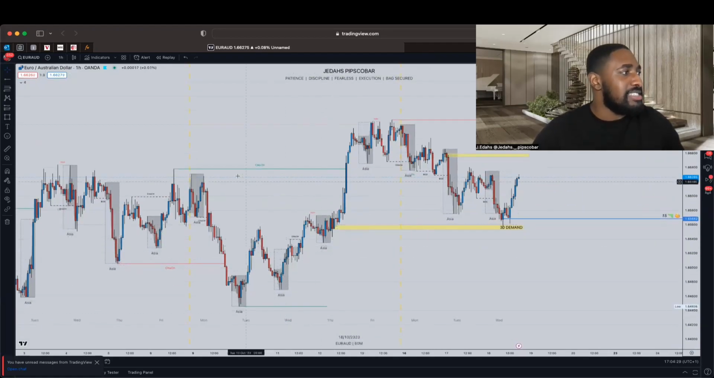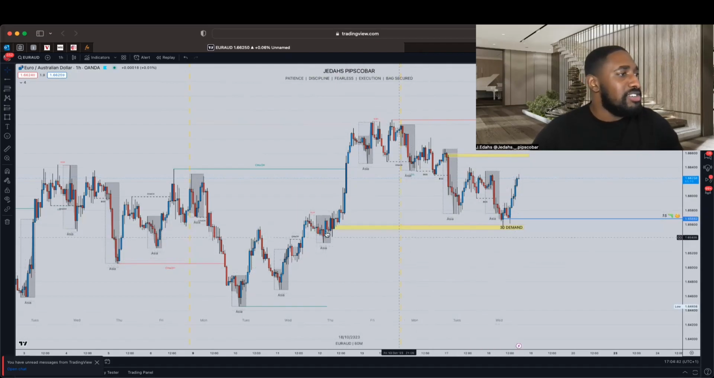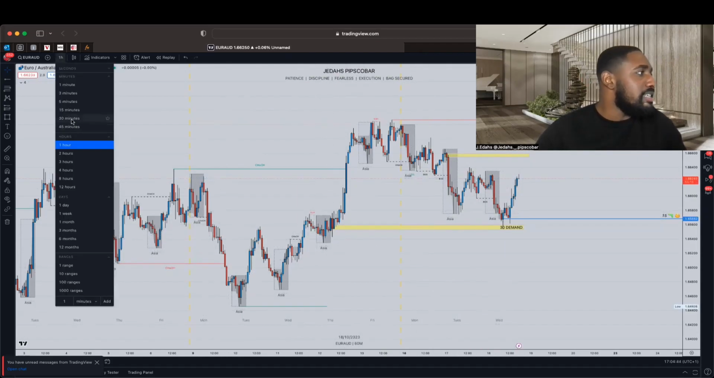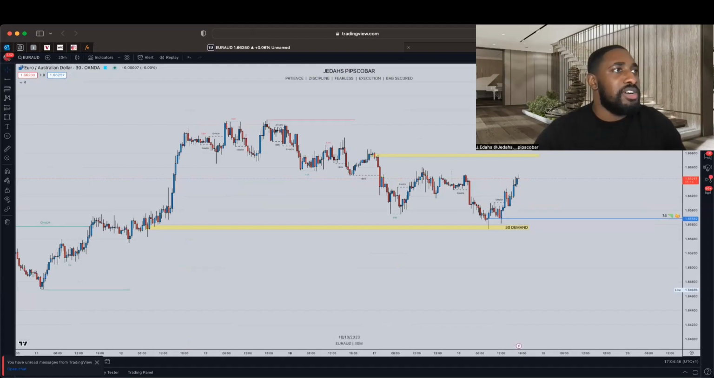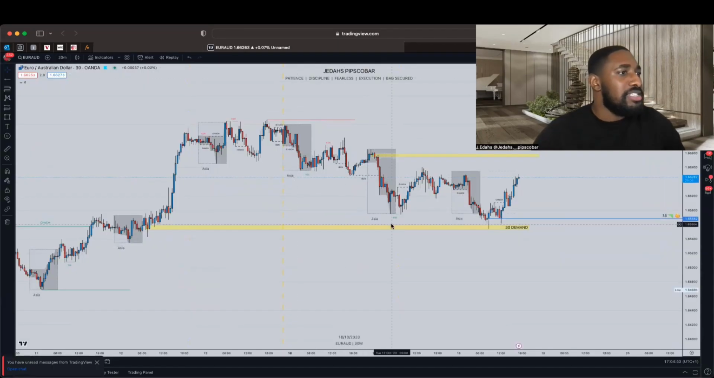Just understanding we broke these highs, change of character, and we come back into this order demand area. When I started seeing this, I was thinking something's going on over here. This could potentially be our blocker to not allow us to come further down. So I said, let me zoom in once more. And obviously, as you can see with Manara, we already called out the 30-minute entry, so I said, let me just check out what this 30-minute is doing.